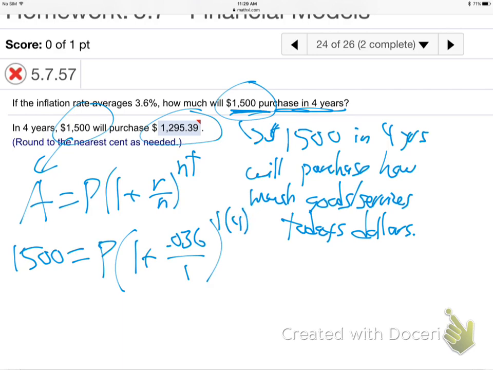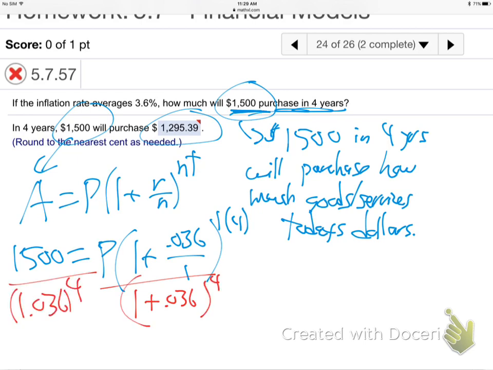All right, let's crank this out. Make sure it's right. 1,500 divided by, so you just divide by that, right? 1.036 to the 4th. No, that was wrong. Let me try this again. I forgot the 1. You're going to divide both sides here, right? By the 1.036 to the 4th. Right, solve for it.